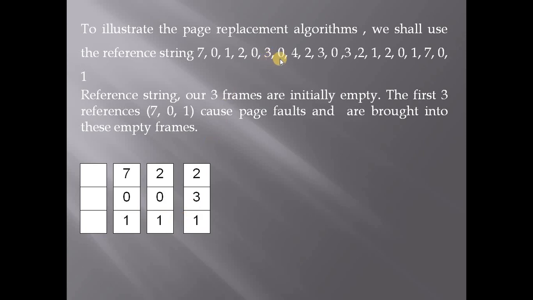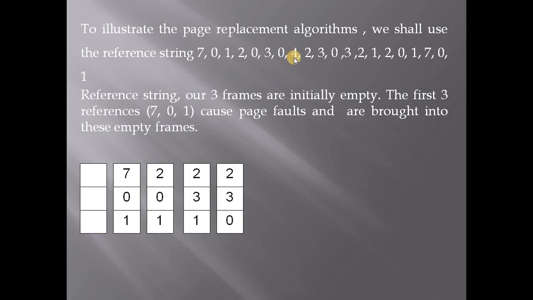Next page is 0. Again there will be a page fault since page number 0 is not there in memory. So among these three, who was the first who came? It was page number 1. So we will replace page number 1 with page number 0. So now we can see 2 is over here, 3, and 1 is replaced by 0.